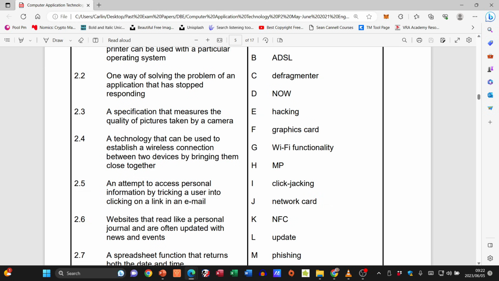Okay. 2.4, a technology that can be used to establish a wireless connection between two devices, bringing them close together. So here's a couple of tips. Wireless connection, two devices, by bringing them close together. What did I say NFC was earlier? Near field communication. You know, the fact that you can take your card and just tap it to pay, that is near field communication. You bring the devices next to one another or near one another. It's using wireless technology to actually facilitate the transfer.